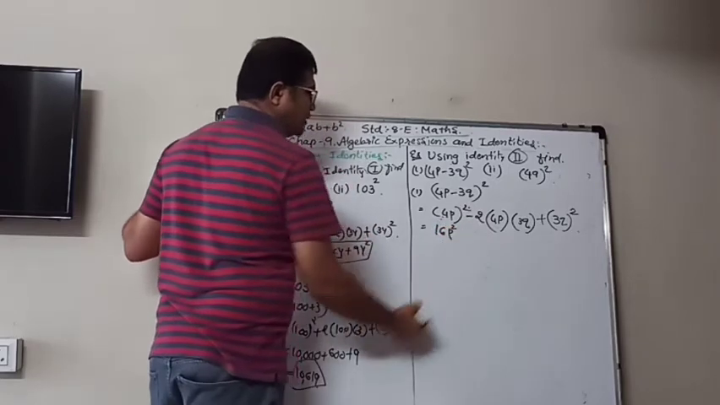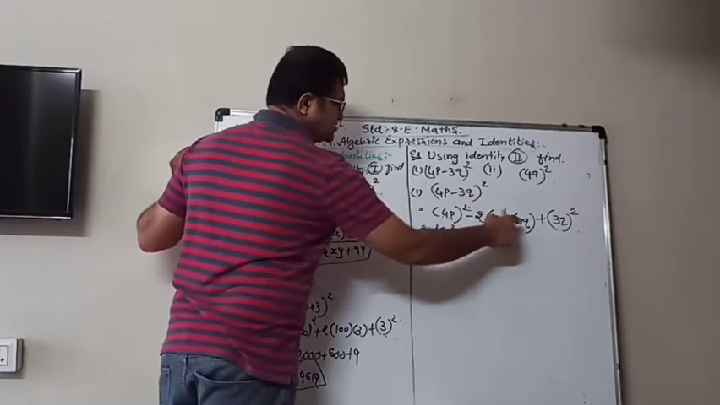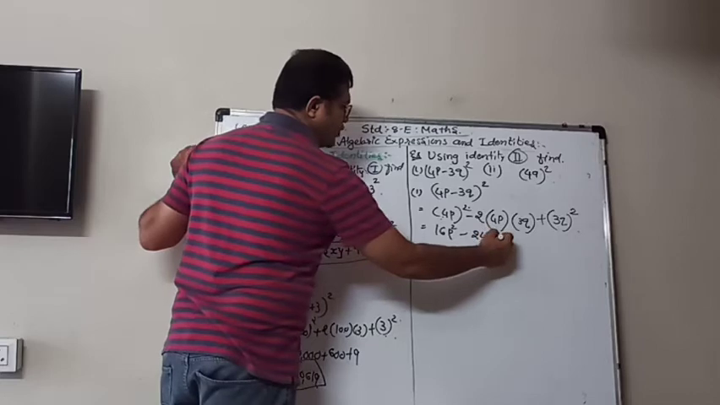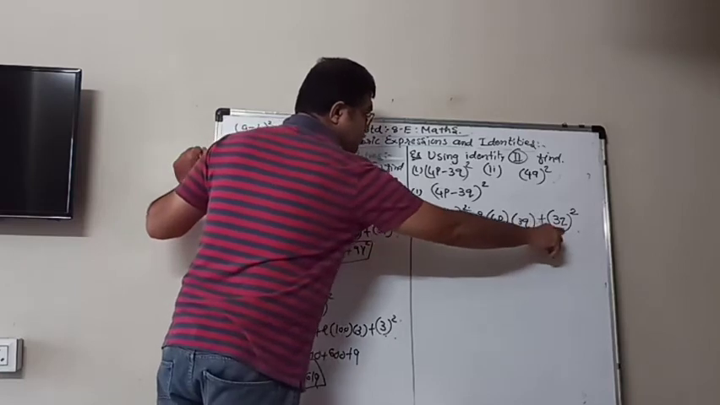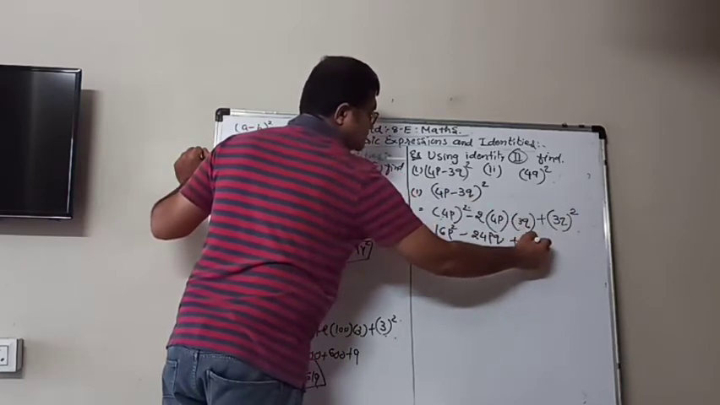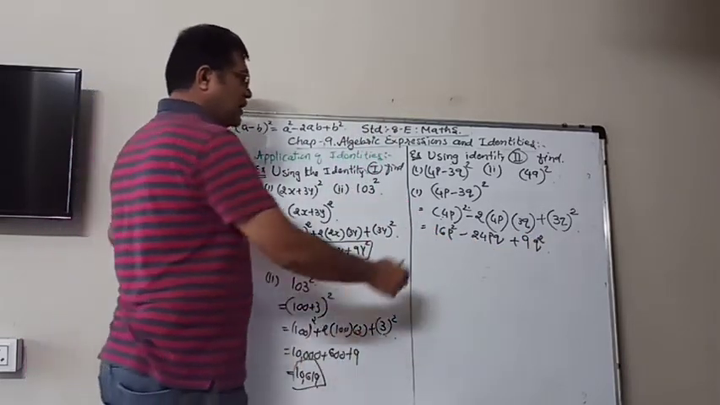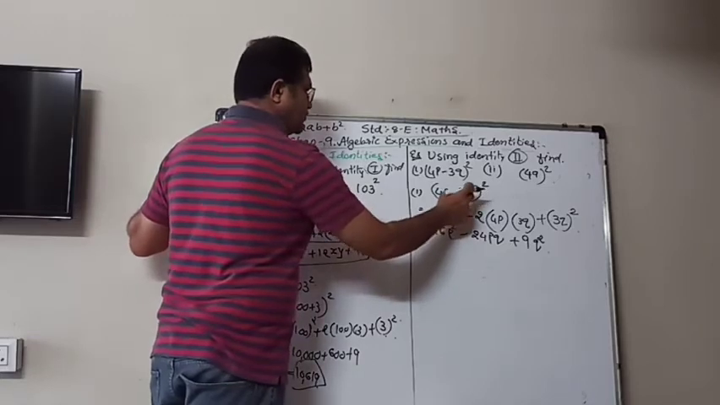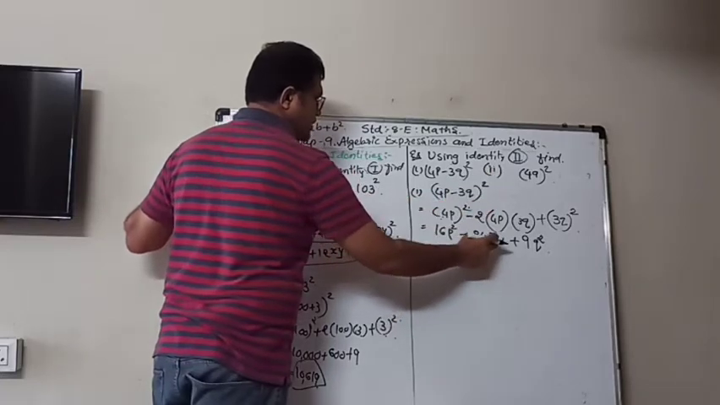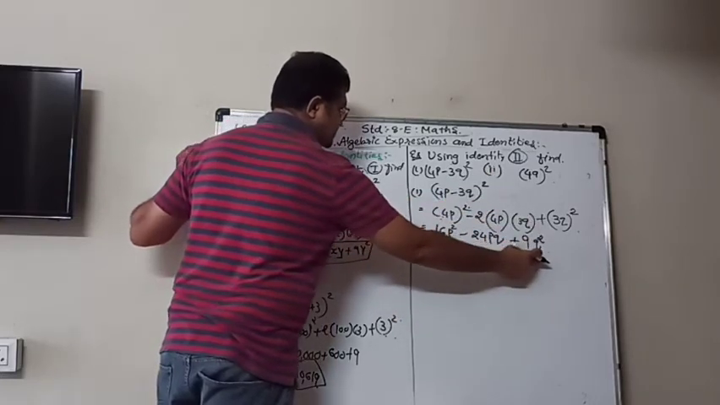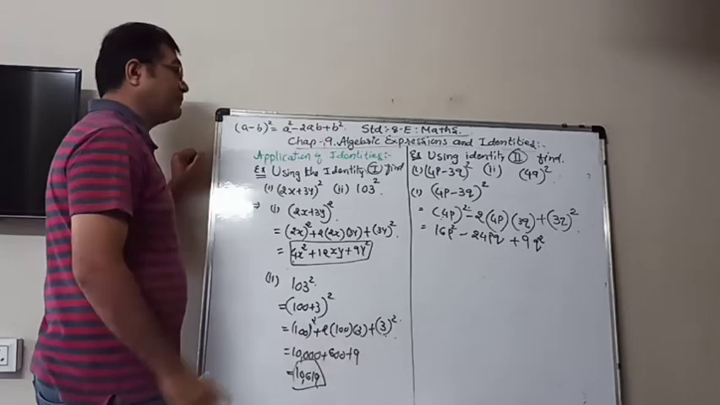So now (4p) whole square, 4 square is 16, so 16p square, minus 2 4s are 8, 8 3s are 24, so 24pq, plus (3q) whole square. So 3 square is 9, so 9q square. So the value of (4p minus 3q) whole square is equal to 16p square minus 24pq plus 9q square. Very, very simple.